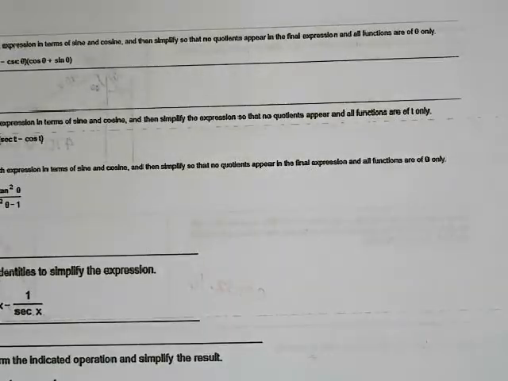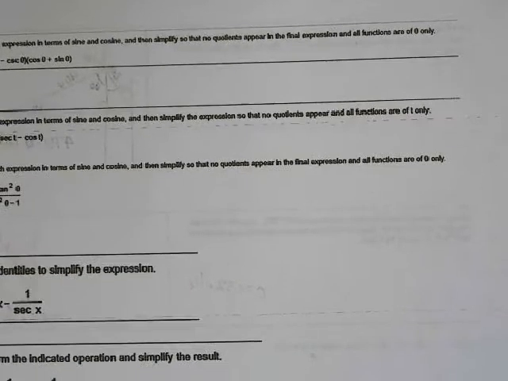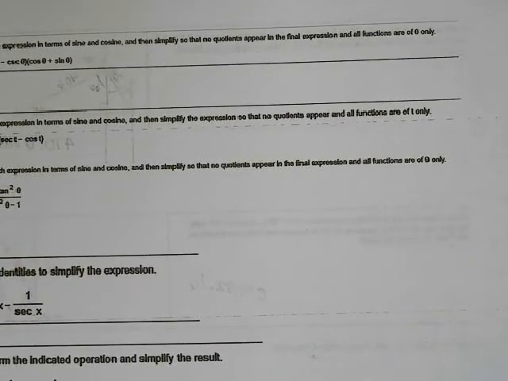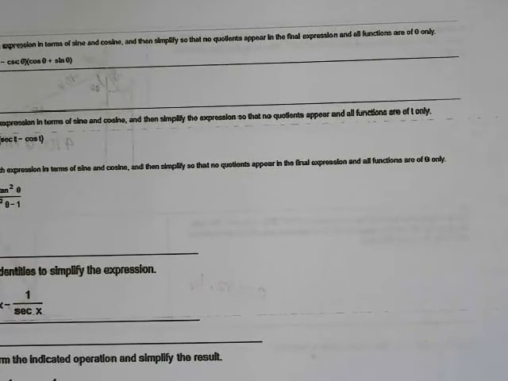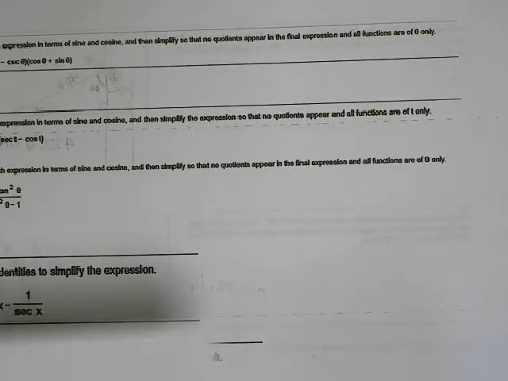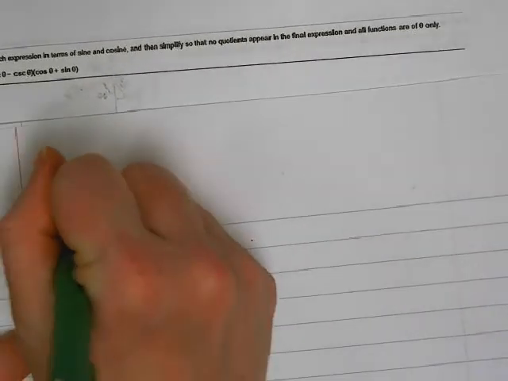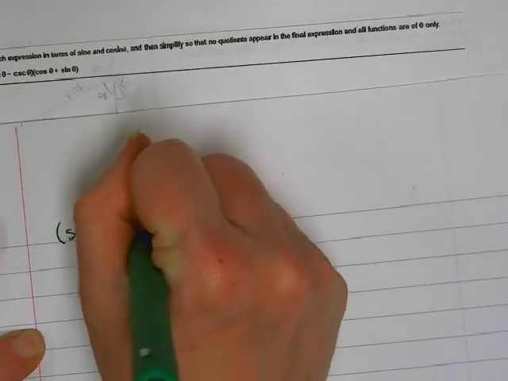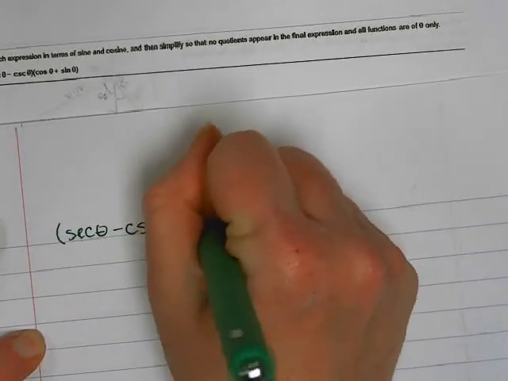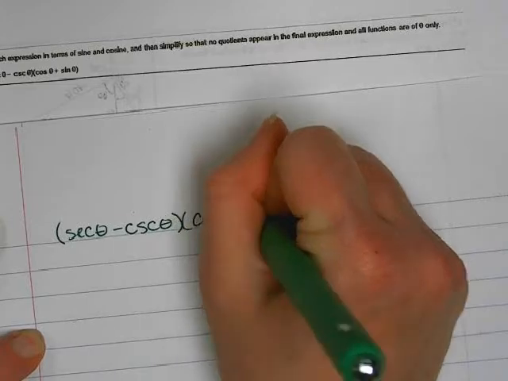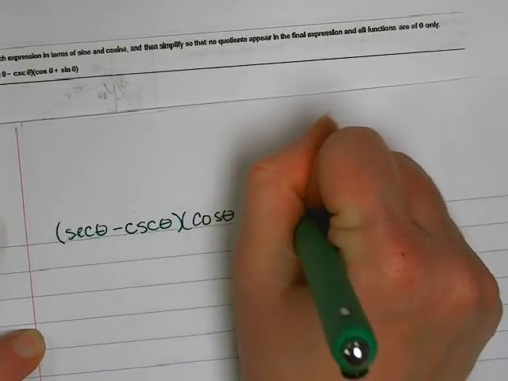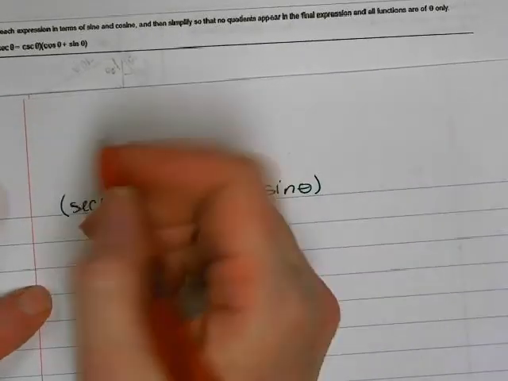I'm going to write it on a separate piece of paper just because it's not very big on there, so everybody can see. Okay, so it tells you in the instructions, write each expression in terms of sine and cosine and then simplify so that no quotients appear. So they started out with secant theta minus cosecant theta times cosine theta plus sine theta. If it's already in terms of sine and cosine, you can leave it like it is.